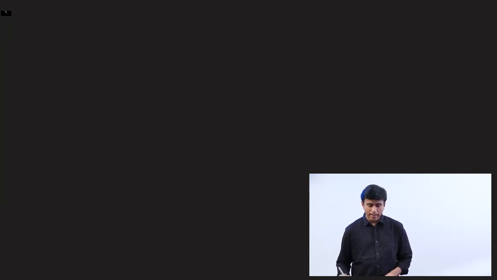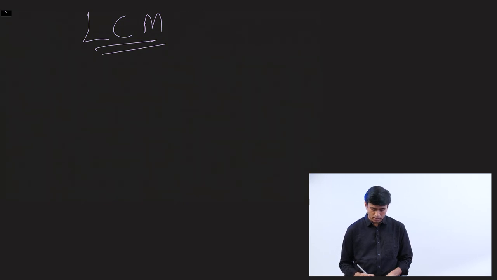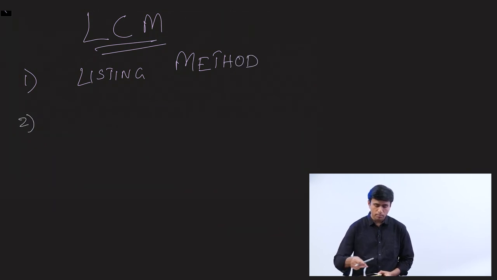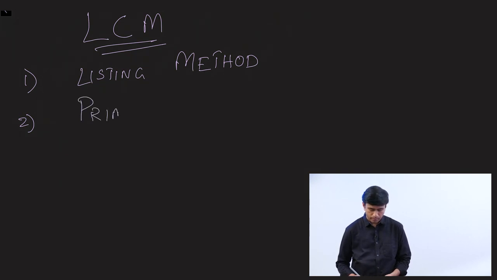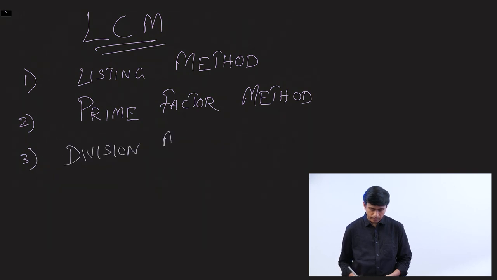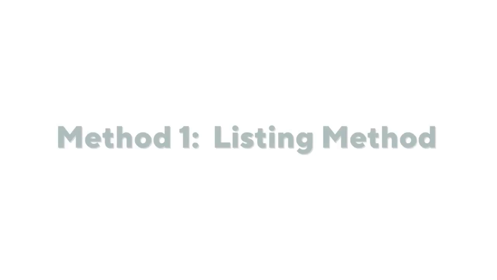Now let's look at finding the LCM or the lowest common multiple. Some people say it as least common multiple. To find the lowest common multiple, we have three methods. First method is the listing method. The second method is the prime factor method. And the third method is the division method. Three methods for you to find the LCM. Let's start with the first method, listing method.